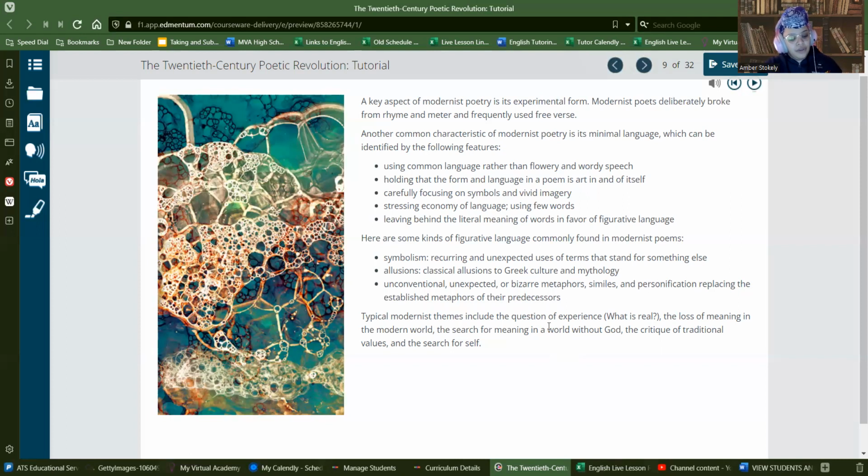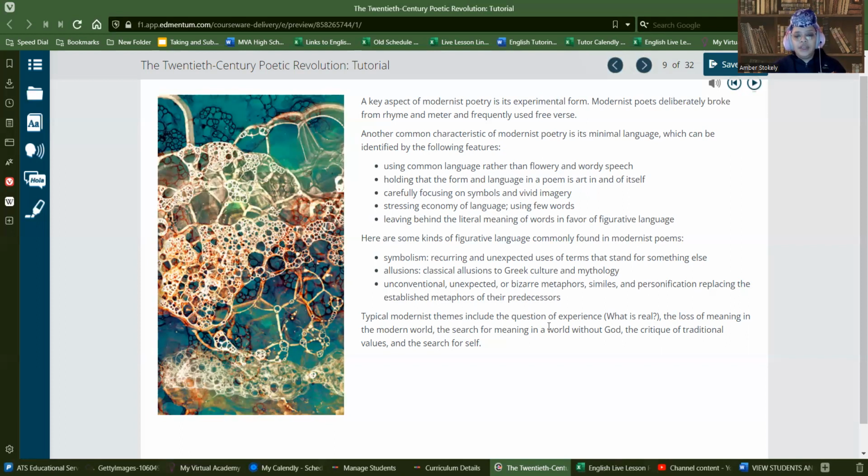Now at the bottom, they give you actually an important part. They give you typical modernist themes. So there's a short list. I'll go through them real quick. Basically, typical modernist themes include the question of experience. So what is real? Is this real? Are we in a huge shared dream or nightmare or hellscape?